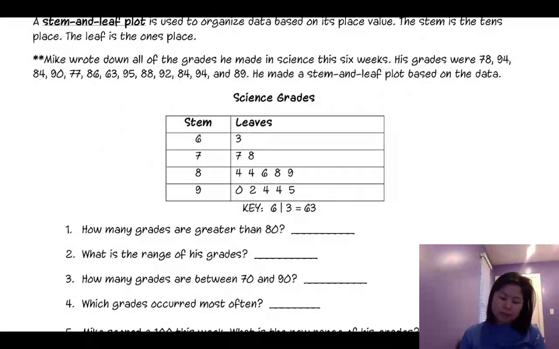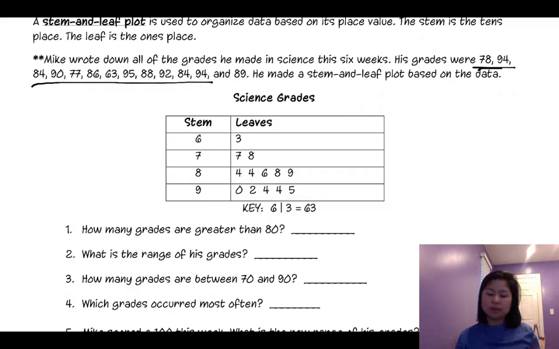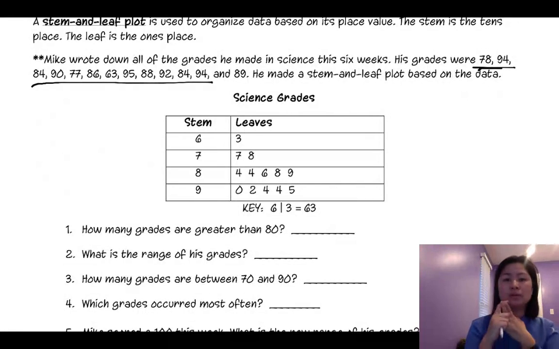So Mike wrote out all of the grades he made in science this six weeks. His grades are 78. So think about when we find the average. I gave you a list of numbers. Okay, so we have a bunch of numbers: 78, 94, 84, 90, 77, 86, 63, 95. All of these are his grades. He's gonna use these numbers to make a stem and leaf. The same thing as with the frequency table and the frequency histogram.